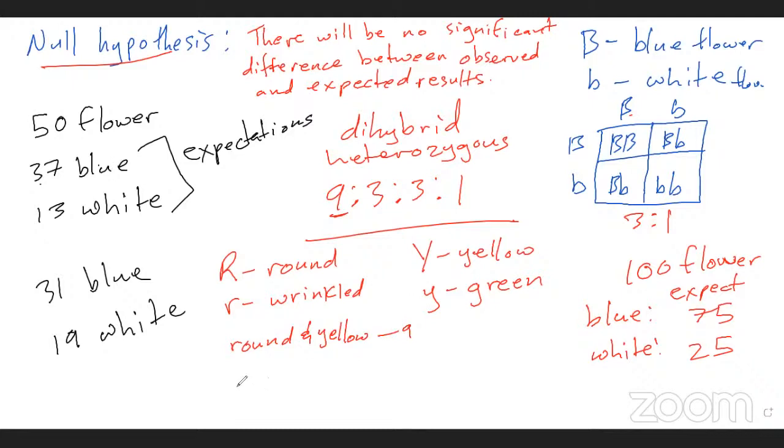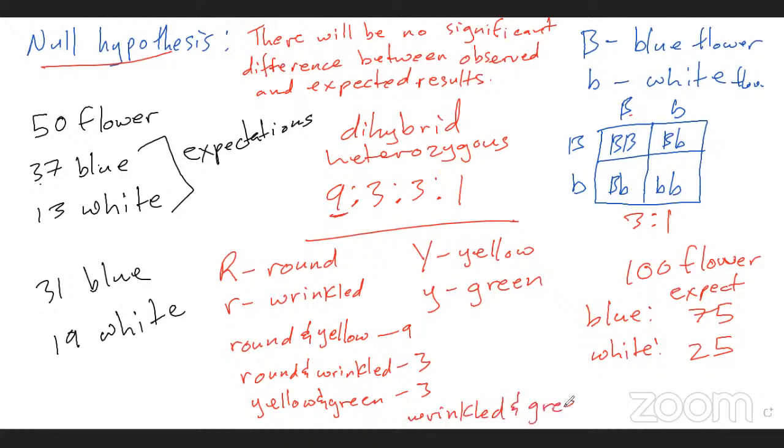Then if round and yellow, which other trait can you get? Round and green. Round and green would be 3. Which other trait can I get? Yellow and wrinkled. Yellow and wrinkled, 3. Which other one? Wrinkled and green, which is 1.